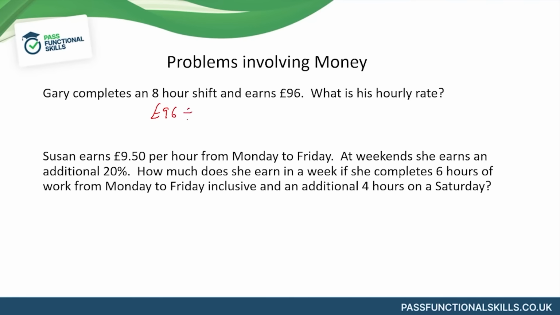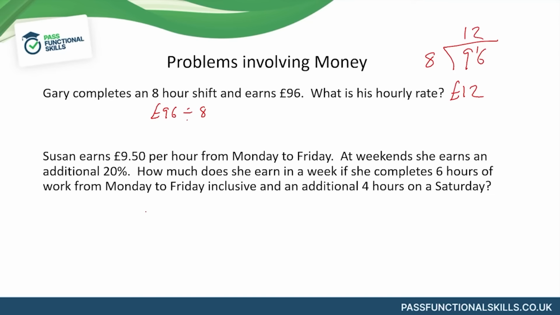So what is 96 divided by 8? You might need to do a little bus stop method. So 96, how many 8s go into 96? 9 divided by 8 is 1, with a remainder of 1, which we're going to park on the 6 to create a 16. 16 divided by 8 is 2, so his hourly rate is £12 per hour.